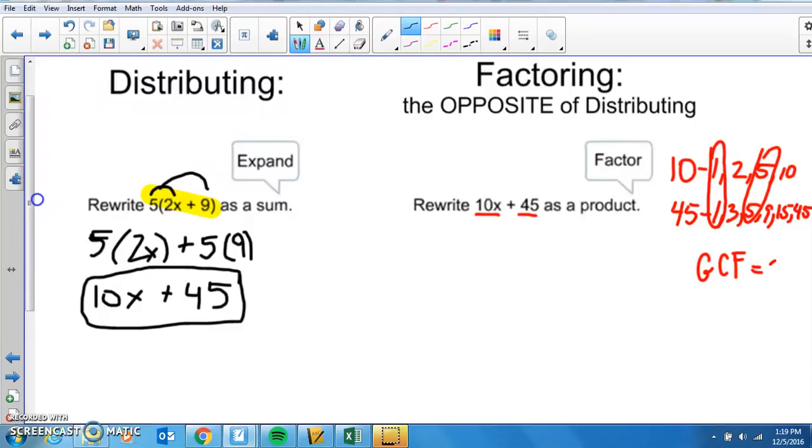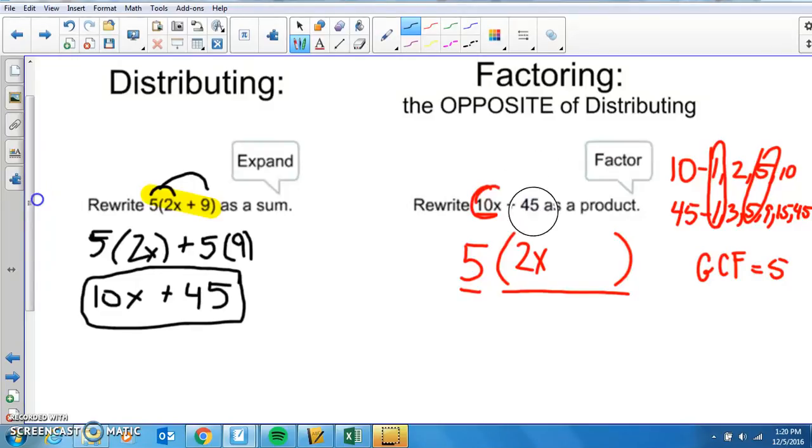So what I'm going to do is take that 5 and put it on the outside. And I'm going to put my parentheses there. Because we're factoring, we're going to have two factors. This 5 counts as a factor, and this in parentheses is going to count as a factor. So I'm going to take each one of these terms and divide it by 5. So 10x divided by 5, that gives you 2x.